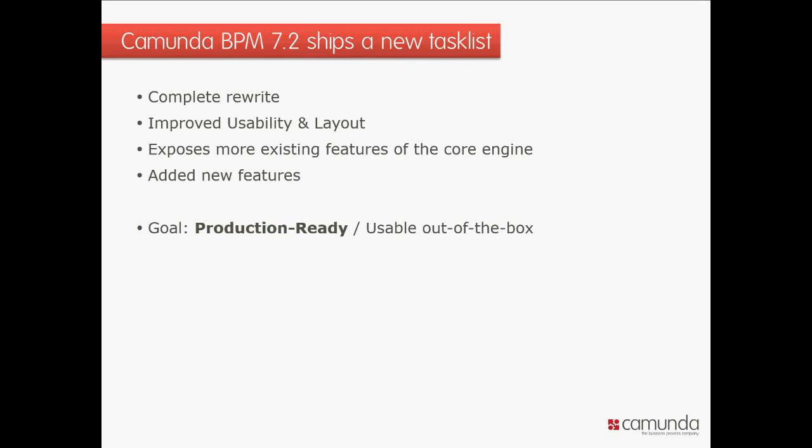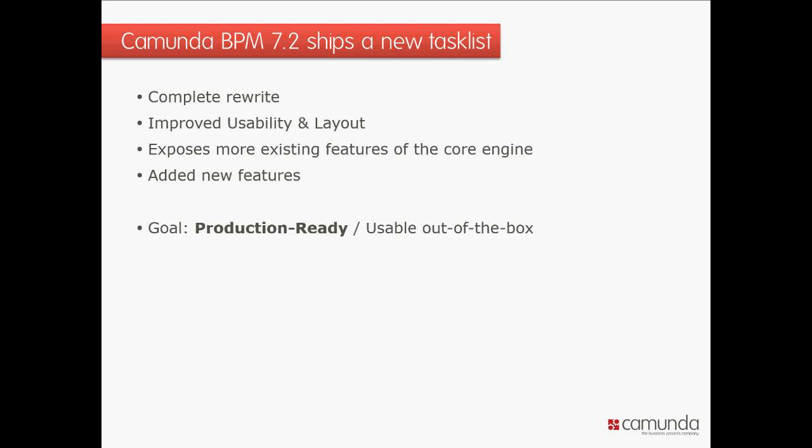With the former releases, 7.0 and 7.1, the goal of the task list was basically to have something in the distribution to get started in a demo or proof of concept environment. So the idea was that you can easily use the engine, not only from an API perspective, which is maybe a bit boring for most people, but from a UI perspective, so you really have a task list and start working with it. But it was not really meant to be used in production, out of the box for real life environments.